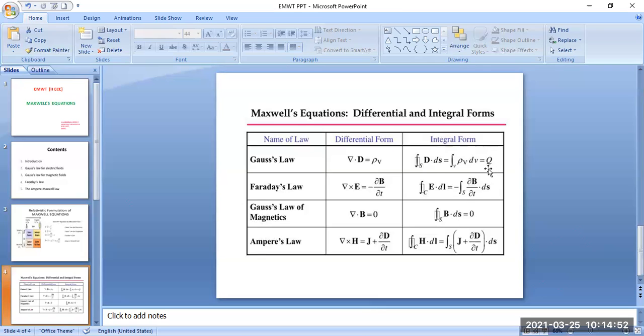Why? Because charge density rho v is equal to dQ by dv. Finally, we can write the Q value. Q value is equal to integral V rho v dv. That's why we can equate integral V rho v dv is equal to Q.